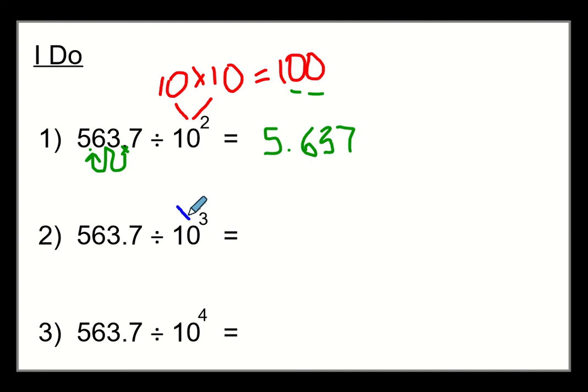So I can also note here for number 2, 563 and 7/10 divided by 10 to the third power. 10 to the third power can be worked out or written out in its long form, and that is, of course, 10 times 10 times 10. And so when I multiply 10 times 10, I end up getting 100, and when I multiply that 100 by 10, I get 1,000. So that is really like saying 563 and 7/10 divided by 1,000.